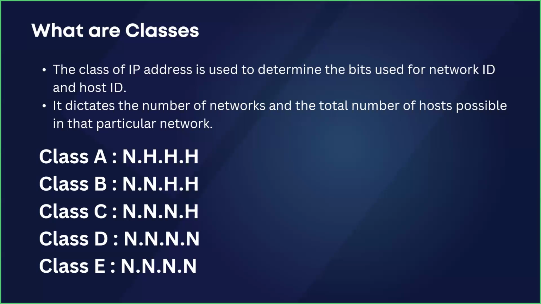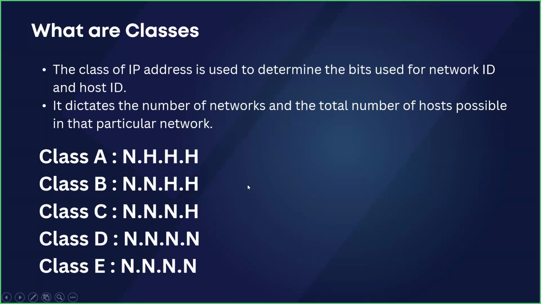So as you're going down the line, the network portions increase in number and the host portions decrease in number. Class A has 1 network portion, Class B has 2 network portions, Class C has 3 network portions, Class D and Class E have all network portions. There are no host portions at all. Okay. But what do I mean by network and host portions?